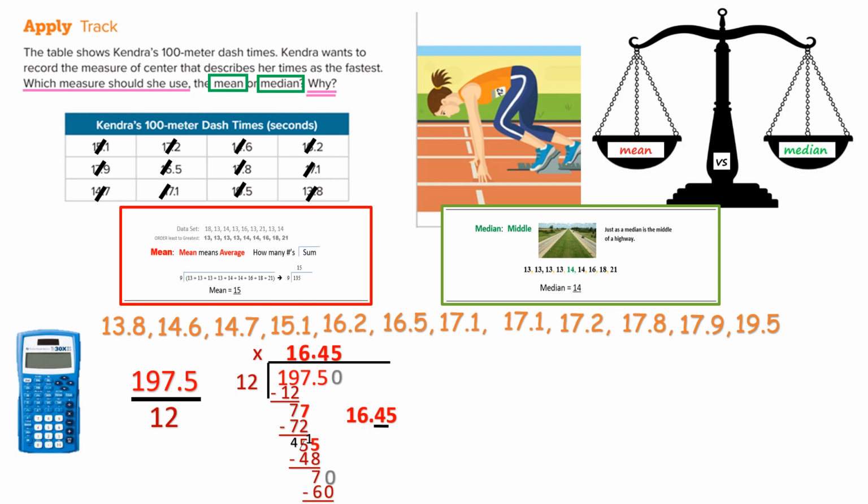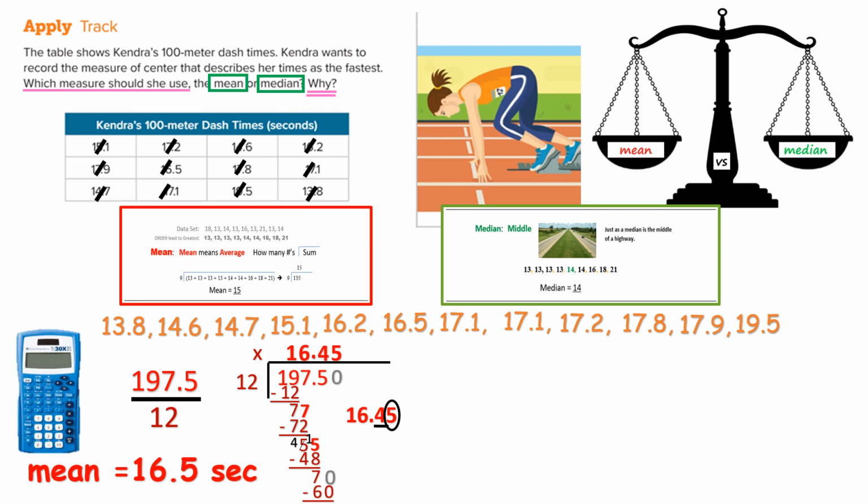So I underline the 4. My indicator is always to the right. My rules for rounding are 0 through 4 tells me to stay the same, 5 to 9 tells me to round up. So the 4 becomes a 5. What we found was that the mean of this data set of her races, her average, is 16.5 seconds.